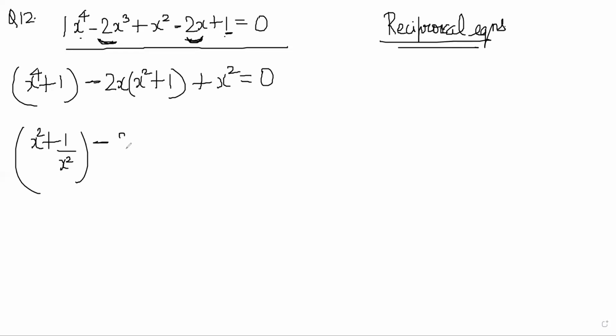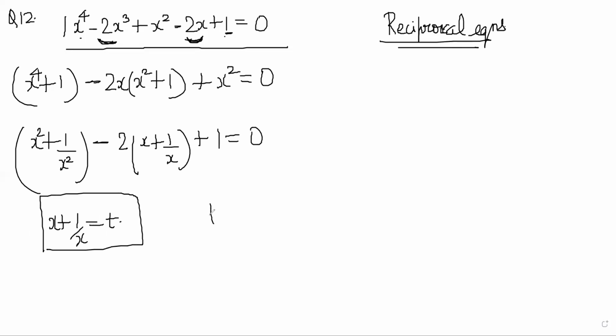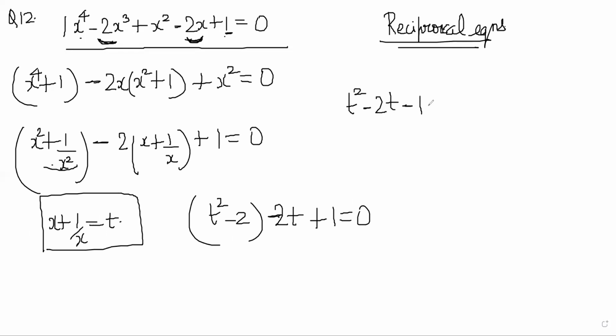Divide by x^2, you get x^2 + 1/x^2 - 2x + 1/x + 1 = 0. And now you take x + 1/x as t. If you do that, you will get t^2 - 2 for x^2 + 1/x^2, minus 2t plus 1 is equal to 0.